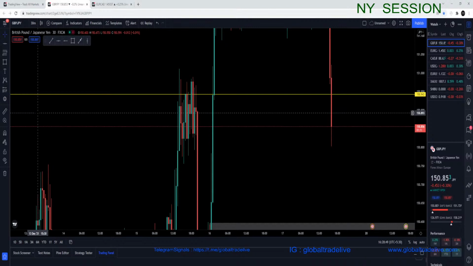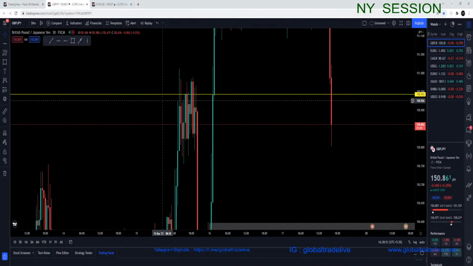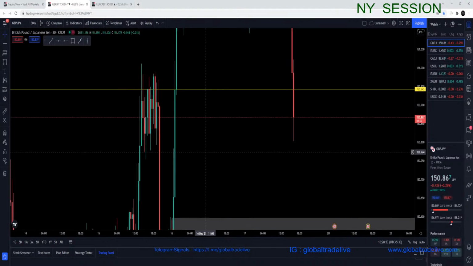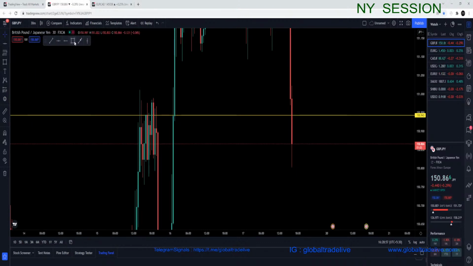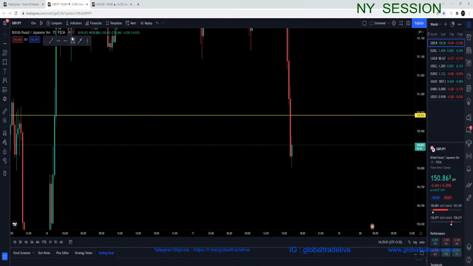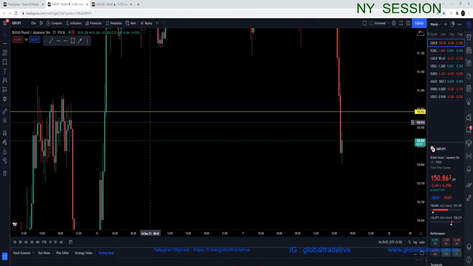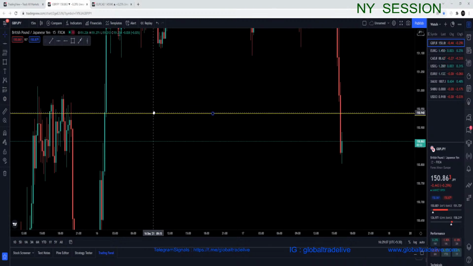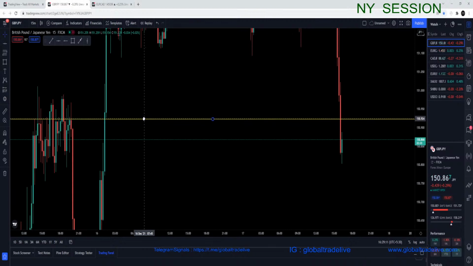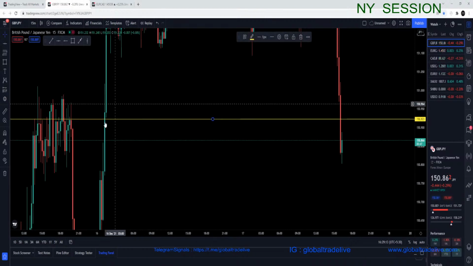What's POI in price action? POI is, you can say, point of interest, or I personally say point of injection of money. It's just that you can use it as an area of interest.